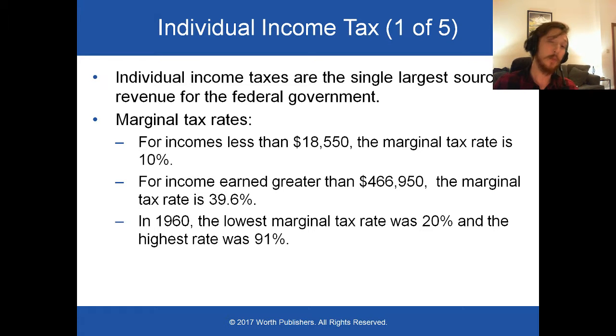These are actually pretty low tax rates relative to history. In 1960, the lowest marginal tax rate was 20%, which means the first dollar you earned, you kept 80% of it, the government took 20%. The highest rate was 91%, which means at that point, you only kept 9 cents on each dollar in income that you earned. 91 cents on the dollar went to the government.